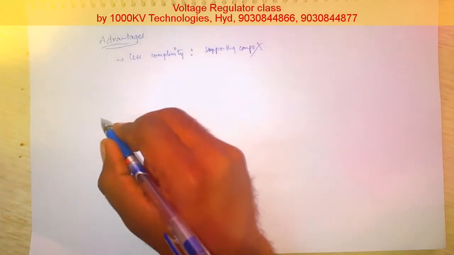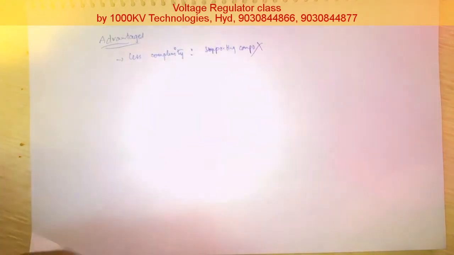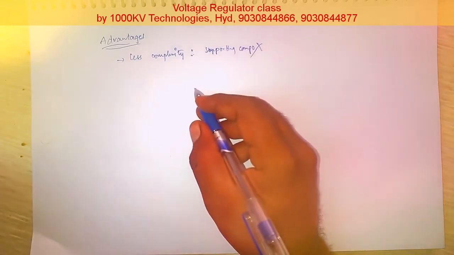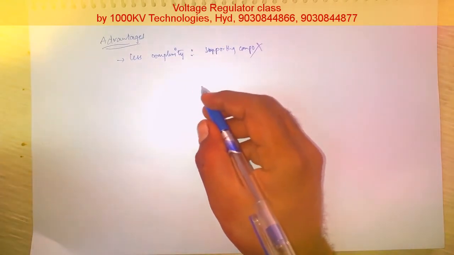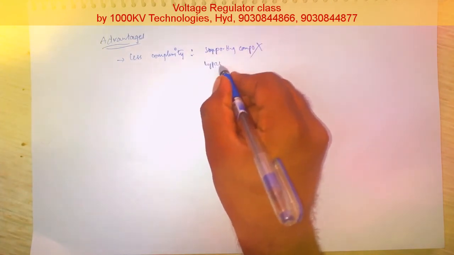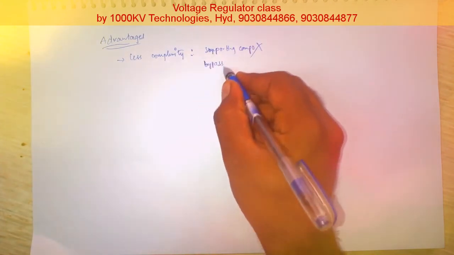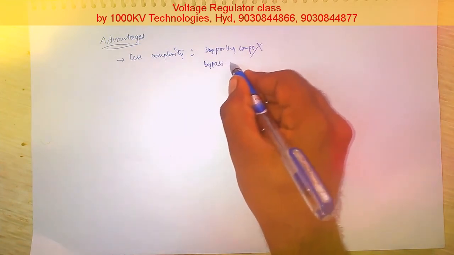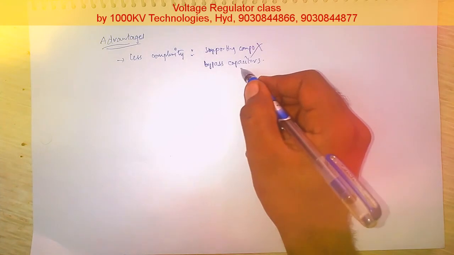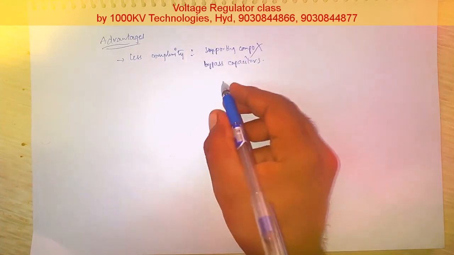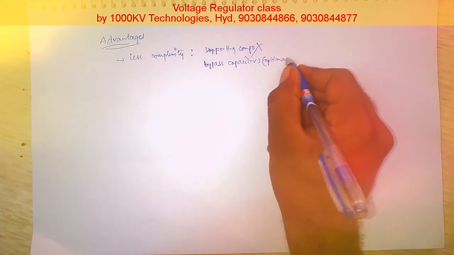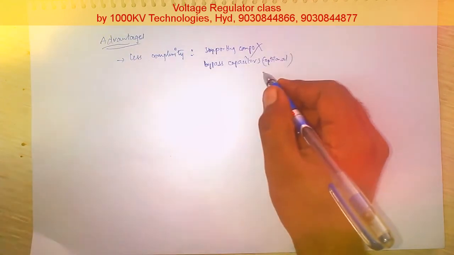No need of any supporting components, but you can use extra components for accurate voltage and current, like bypass capacitors. These are optional, it's not mandatory. You can use bypass capacitors or may not use them.